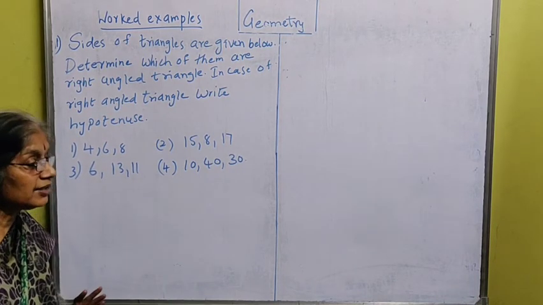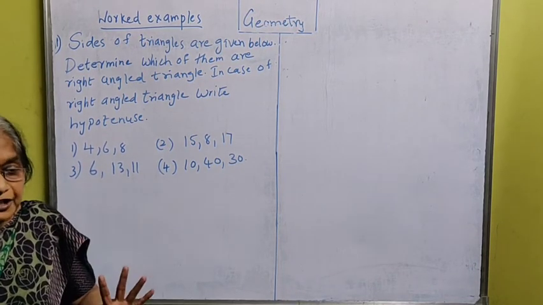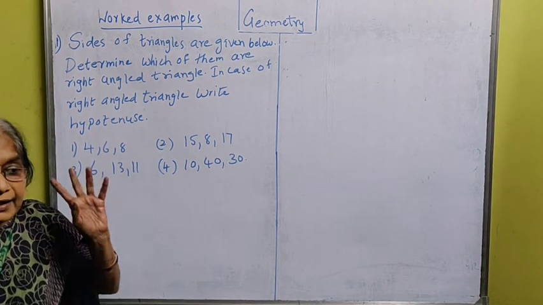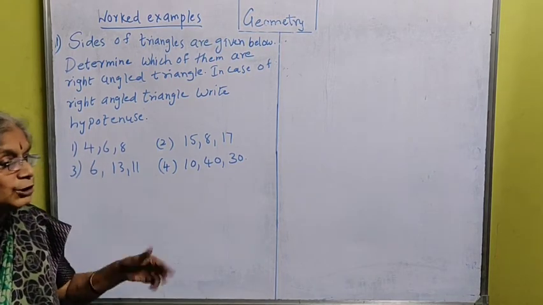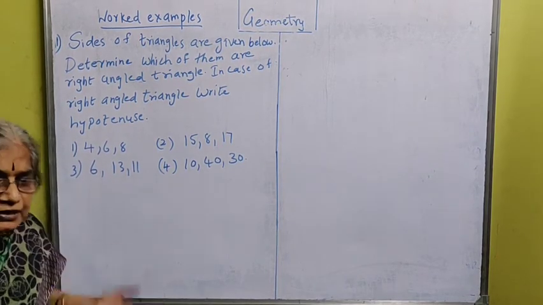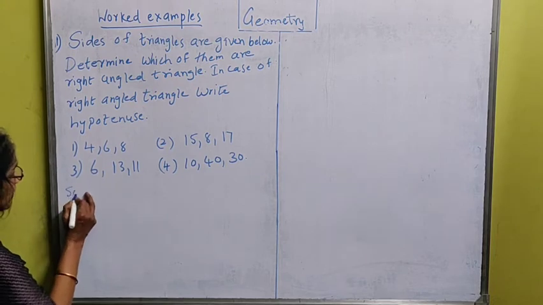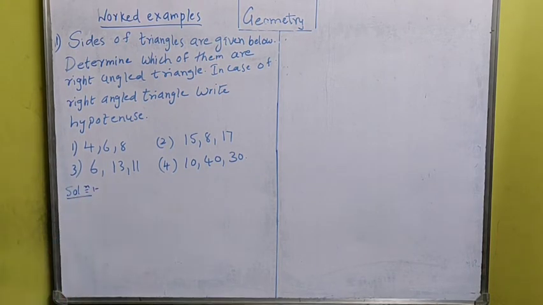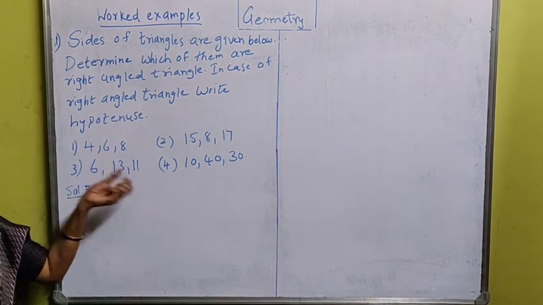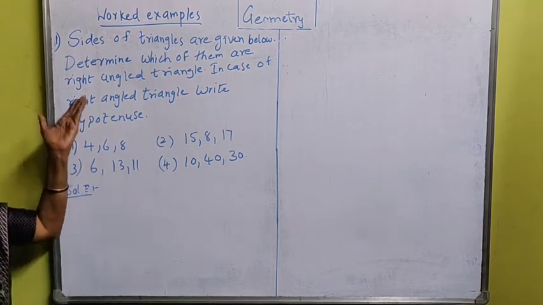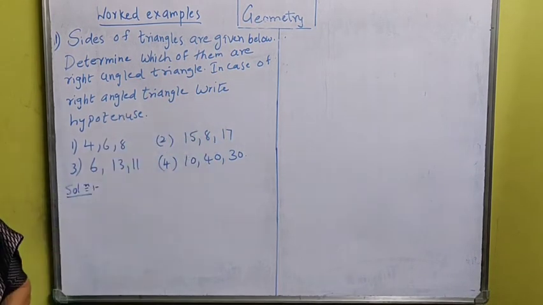Remember, children, when a right angle triangle is given, the length of the hypotenuse will always be more than the other 2 sides. So the number with the greatest value will become the hypotenuse and the other 2 numbers will become the other 2 sides. So what is the solution over here? We have to find out whether the square of the hypotenuse is equal to the sum of the squares of the other 2 sides. If it is not equal, then it is not a right angle triangle. If it is equal, it is a right angle triangle. And here you have to write down the hypotenuse also.